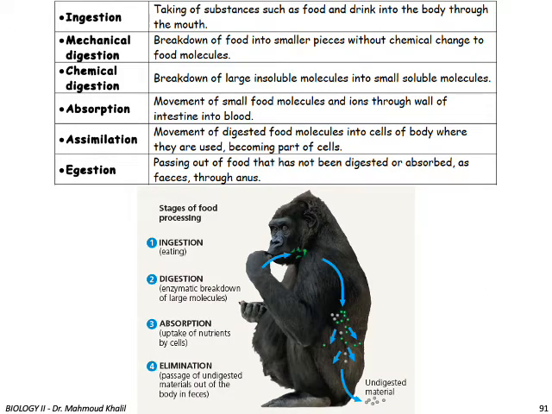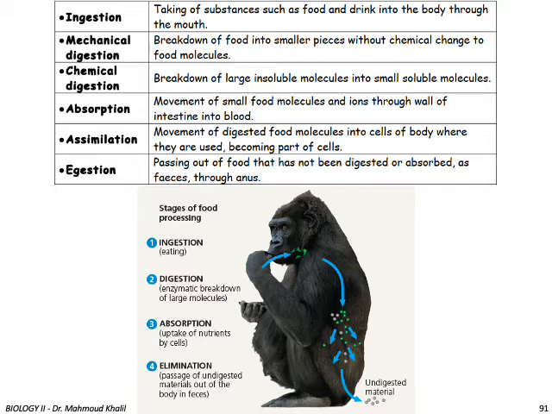So basically nutrition is divided into several processes: ingestion, digestion (mechanical and chemical), absorption, assimilation, and egestion. Ingestion, of course, is taking food substances, food and drink, into the body through the mouth, while mechanical digestion is the breaking of food into smaller pieces without chemical change to the food molecules, while chemical digestion is the use of enzymes secreted by the digestive tract to transform large insoluble molecules into soluble ones.